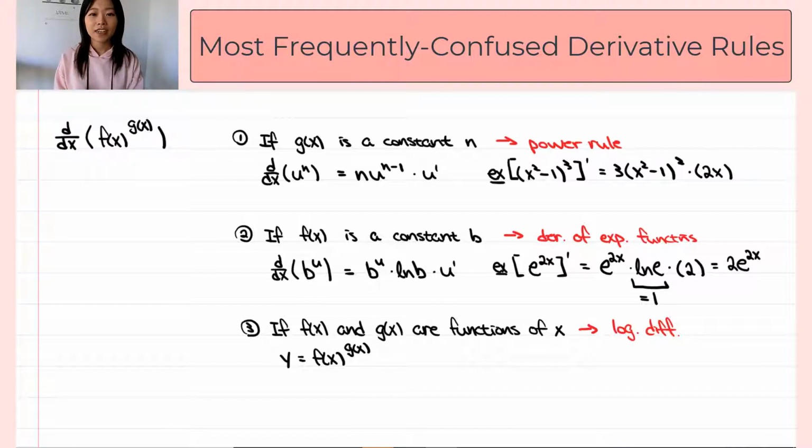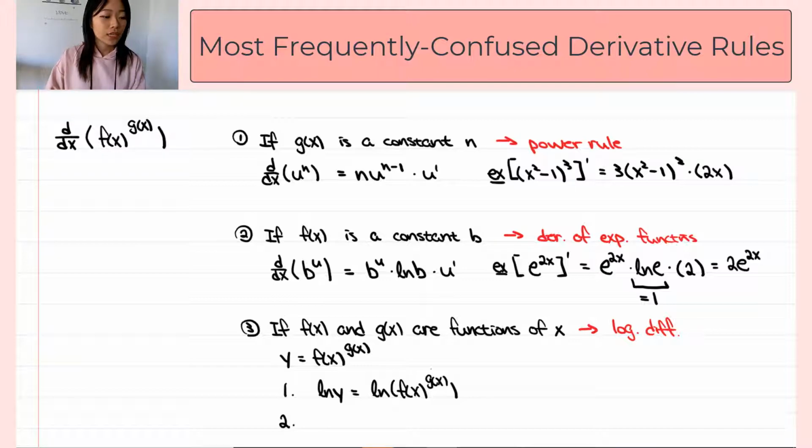A quick summary. Here is the 3-step approach. First step, you take ln on both sides. So you get ln of y equals ln of the right hand side, ln of f of x to the power of g of x. The second step is you use the property of log to bring the exponent g of x in front of ln. So you'll get ln of y equals g of x times ln of f of x.